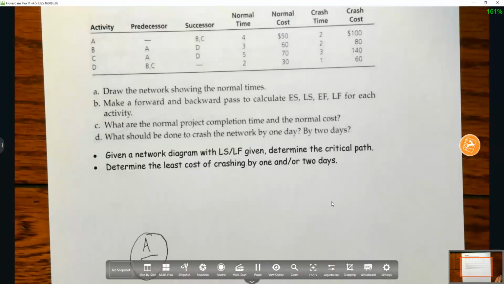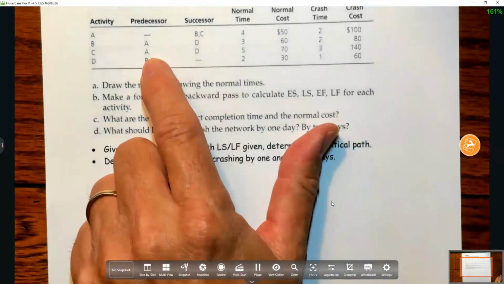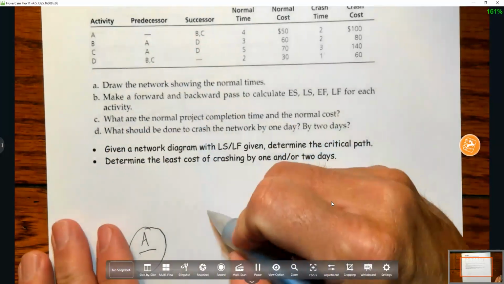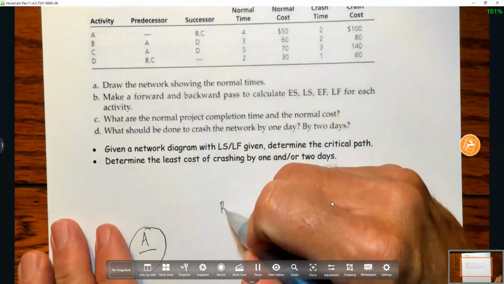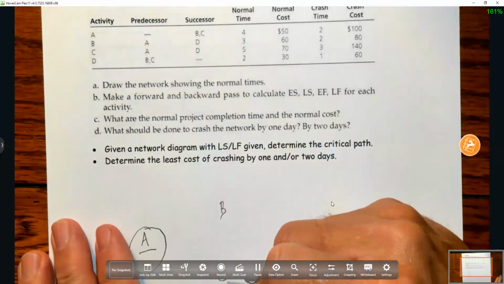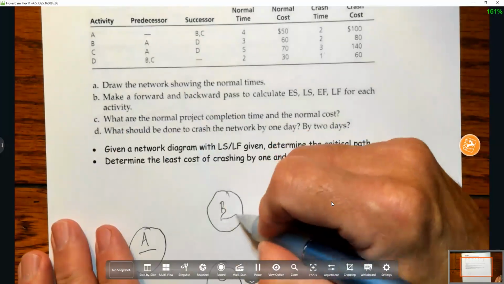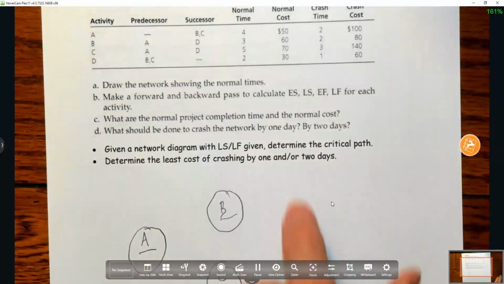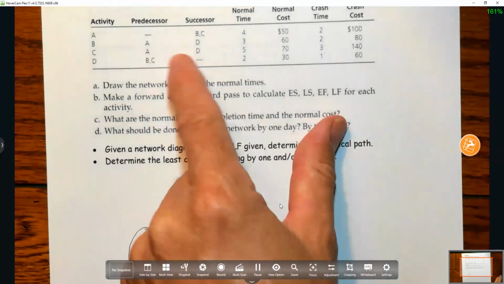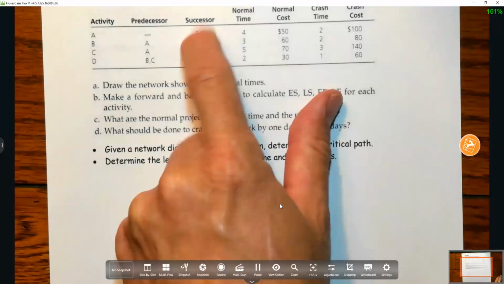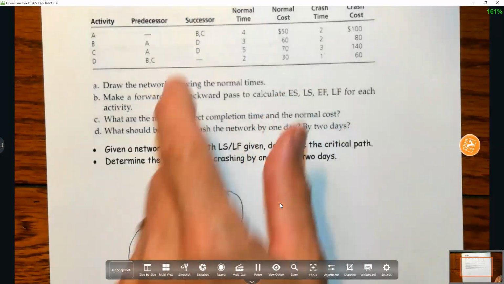All right, so A is there. Now I say, well, what comes from A? B and C both come from A. So I'm gonna put B and C. Give yourself a little bit of space so you can draw stuff underneath it. And it tells me that D comes from both. Don't worry about the successor thing, I never use those things. So D comes from B and C.